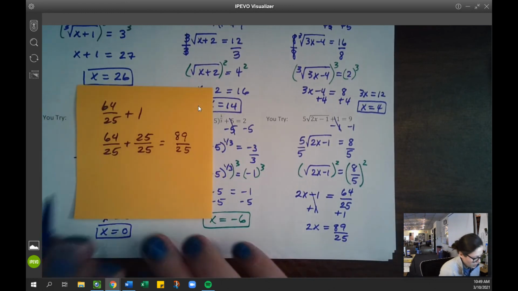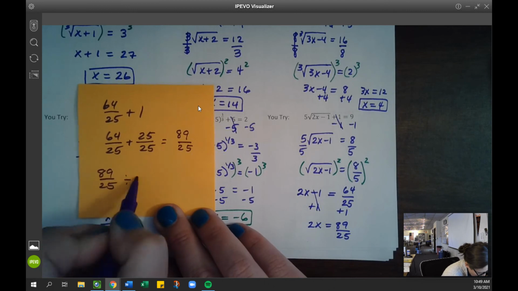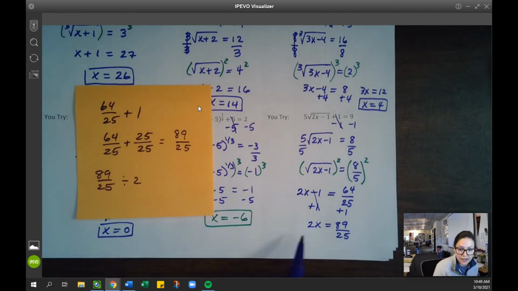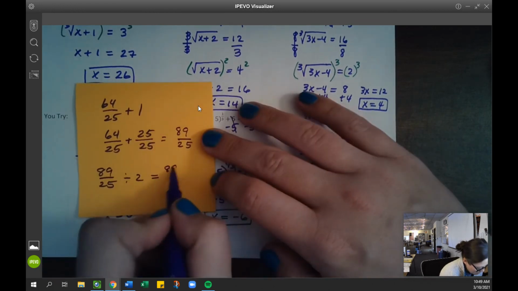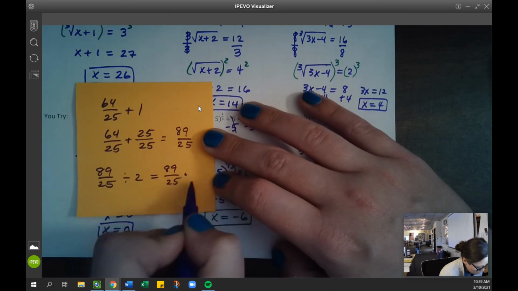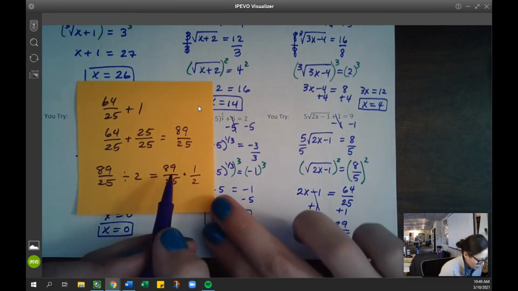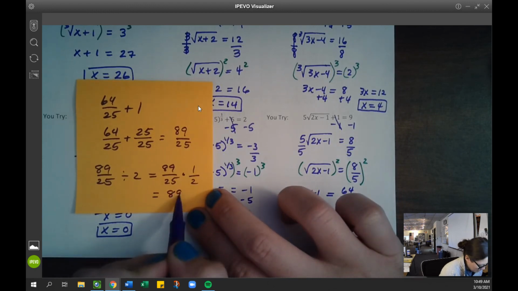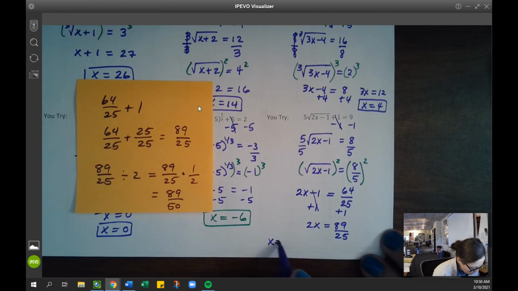Now I have to do 89 over 25 divided by 2, right? I need to divide both sides by 2 to solve for x. Dividing by a number is the same thing as multiplying by its reciprocal. So that gives me 89 over 50. So x equals 89 over 50.